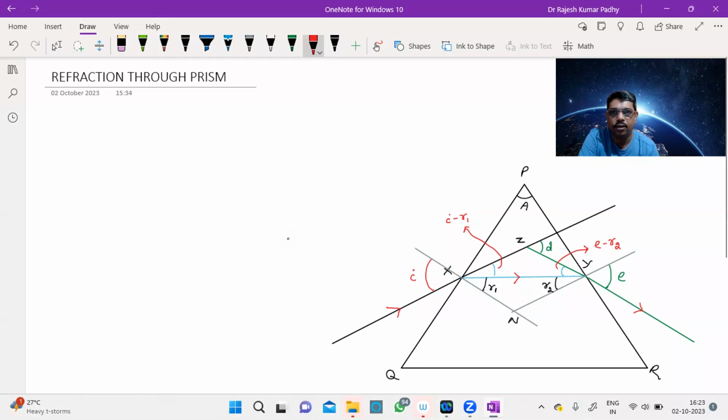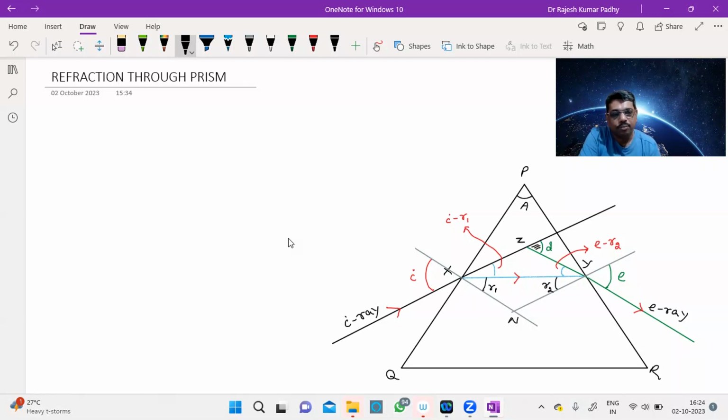Hence, this is the incident ray, and this is the emergent ray. Now let us check the relation between I, the angle of incidence, and E, the angle through which the ray emerges out from the prism. In the absence of the prism, light would pass along XZ, but due to the presence of the prism, it bent and moved through ZY. Hence, there is a deviation. This is the deviation suffered by the ray.